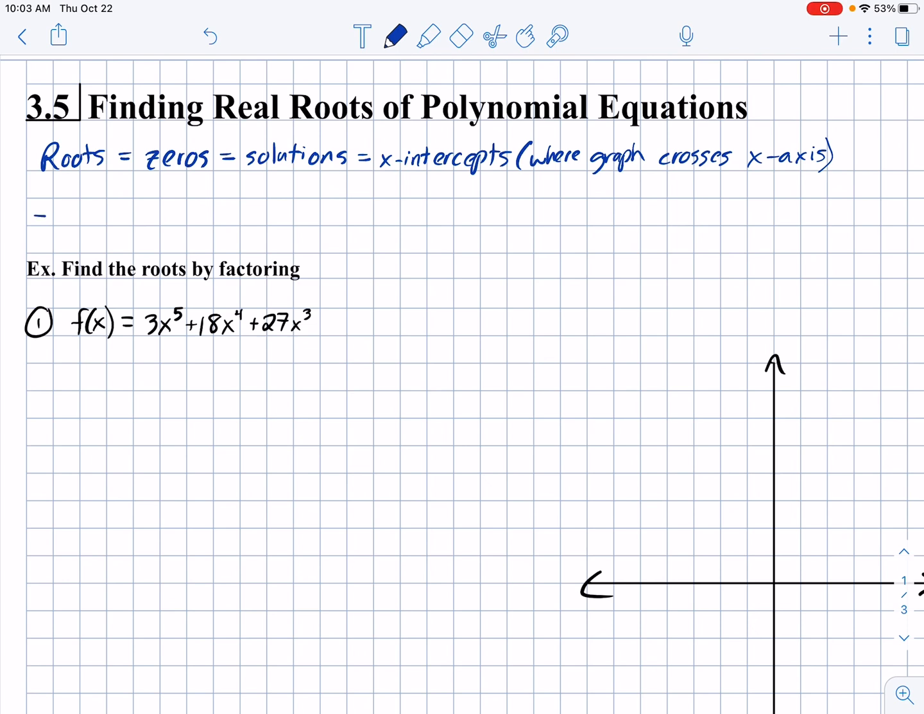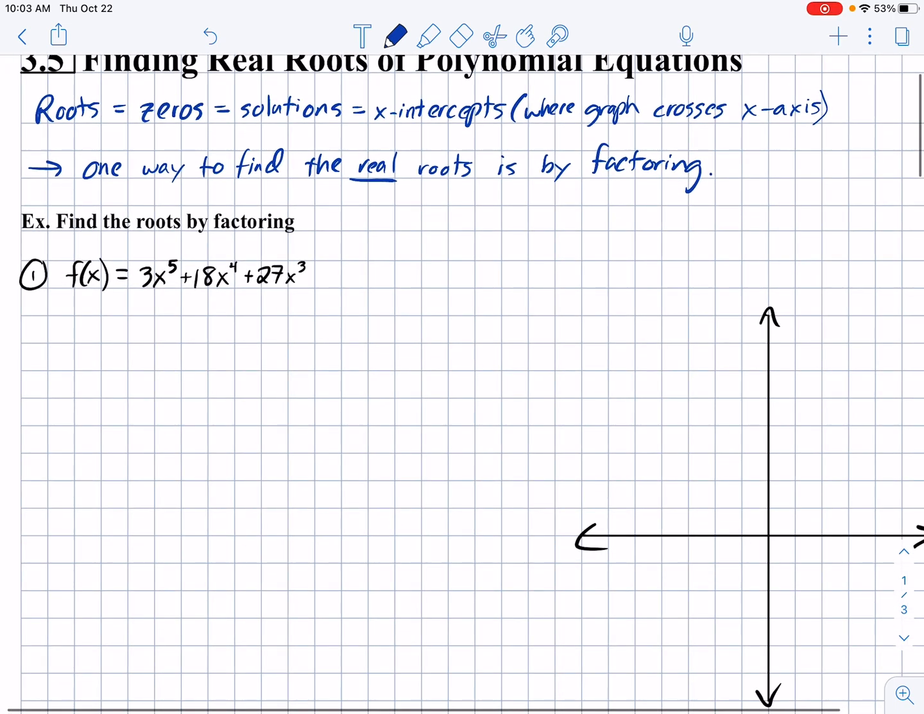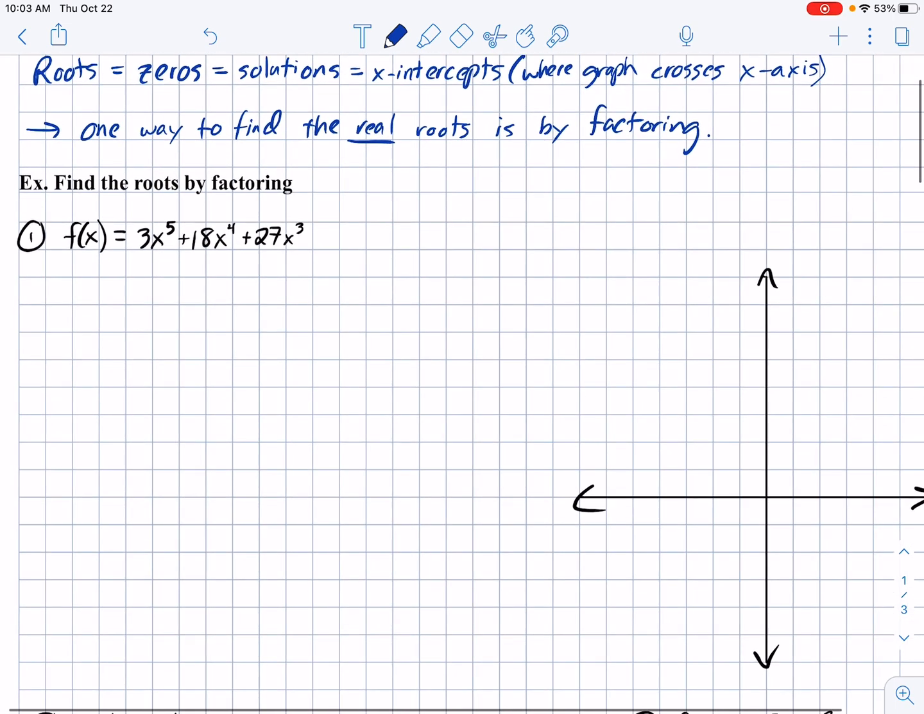And if we remember, the first way we introduced finding roots or solutions of a quadratic equation was to always check to see if you could factor first. So one way to find the real roots is by factoring. Right? And we always want to see if factoring works first because it's usually a little bit easier and less work.